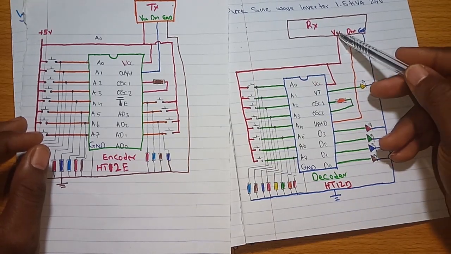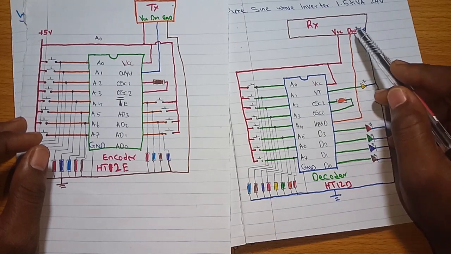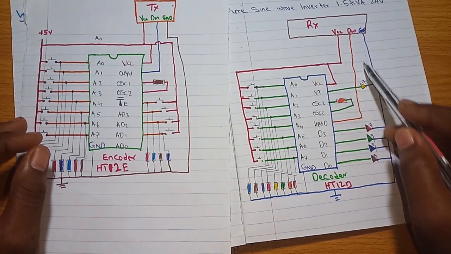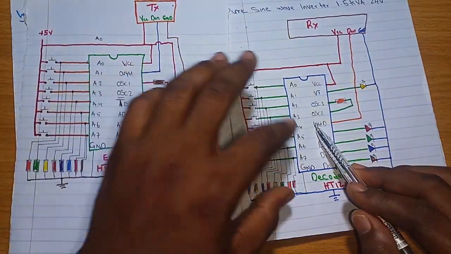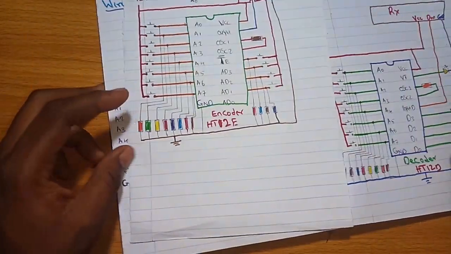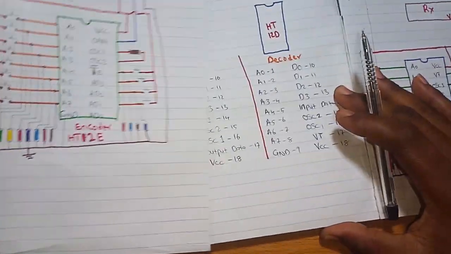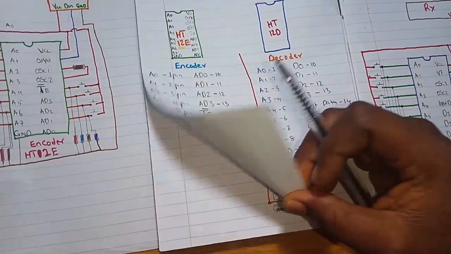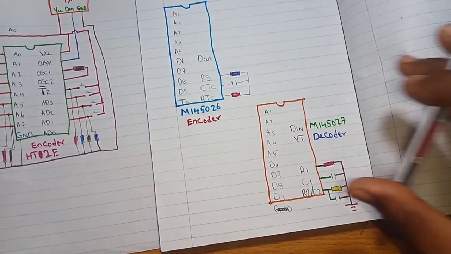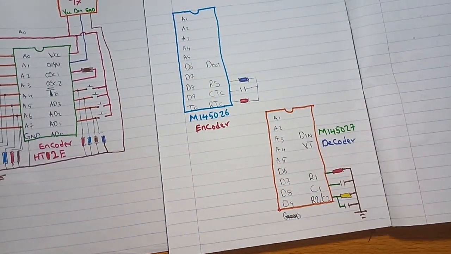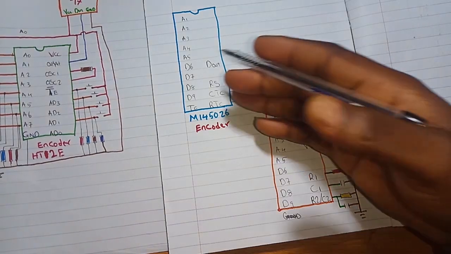The receiver module has VCC, data out, and ground. The data out will go into the input of the decoder. So that's it. But I have another encoder and decoder IC in hand. I don't have the HT12D and HT12E. This is the one that I have.